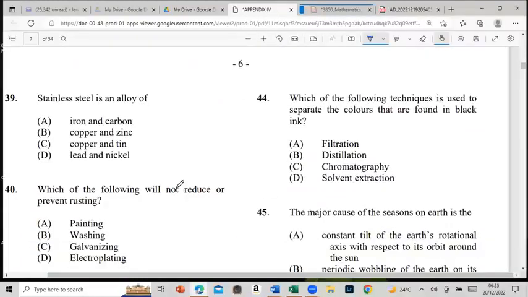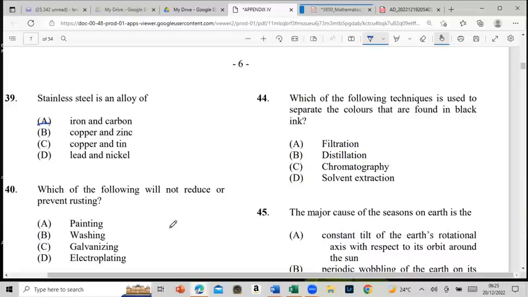Stainless steel is an alloy of A, iron and carbon, B, copper and zinc, C, copper and tin, D, lead and nickel. Guys, remember you're encouraged to try. So what would be the answer for that? And that would be iron and carbon. Let's move on to 40.